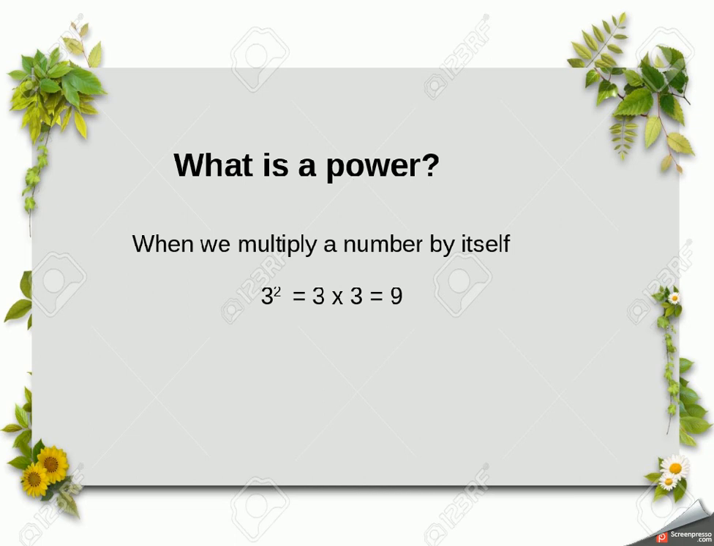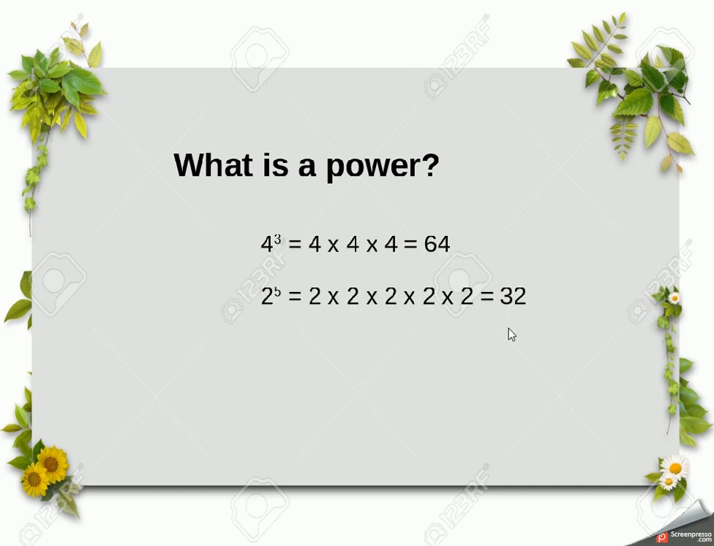You'll notice that the 2 tells us how many times it should be multiplied. In this case, because there's a 2, it's 3 times 3. Or if there was a bigger number, for instance, here we've got 4 to the 3, which is 4 times 4 times 4. It comes up 3 times. And 2 to the 5 is 2 times 2 times 2 times 2 times 2. It appears 5 times.